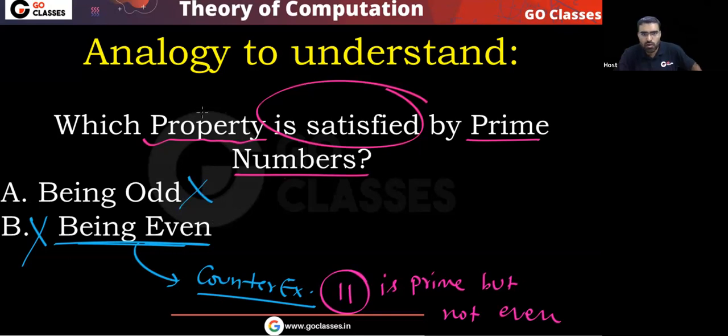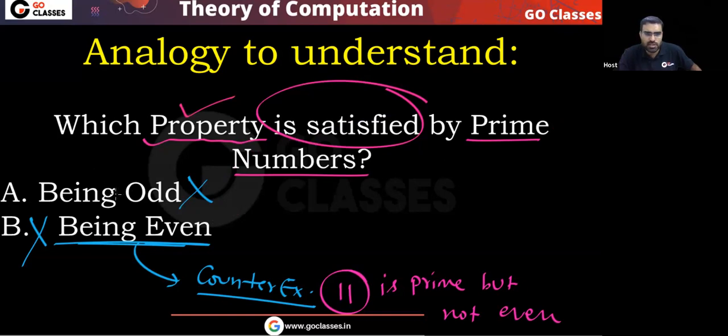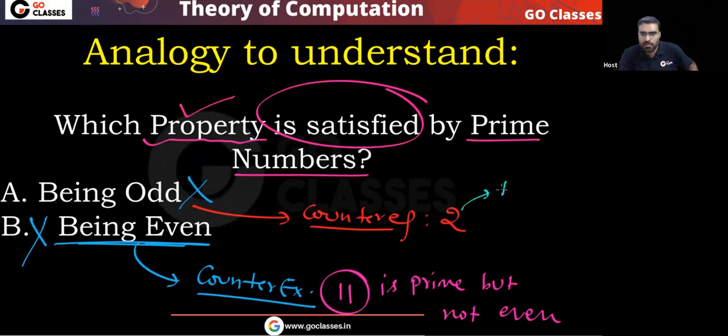If someone asks you to give a property which is satisfied by prime numbers, will you say that they are odd? No, you will not say, because what is the counterexample? The counterexample is 2. 2 is prime, and you can notice that 2 is not odd. So this is the counterexample. So remember, none of them is a property of prime numbers.